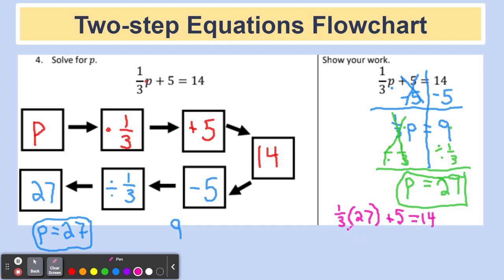So 1/3 times 27 would be first. 1/3 times 27 gives me 9. I bring down my plus 5 since I haven't solved that part yet, and that should equal 14. Well, sure enough, what is 9 plus 5? That's 14. So this is correct. So now that I plugged it back in and saw that it works, I know this is the right answer.